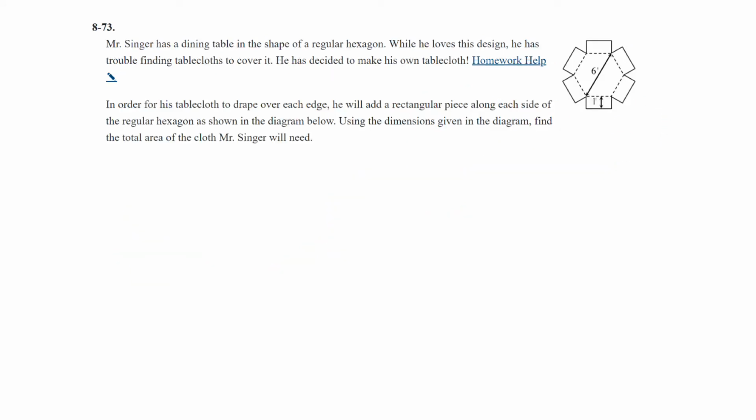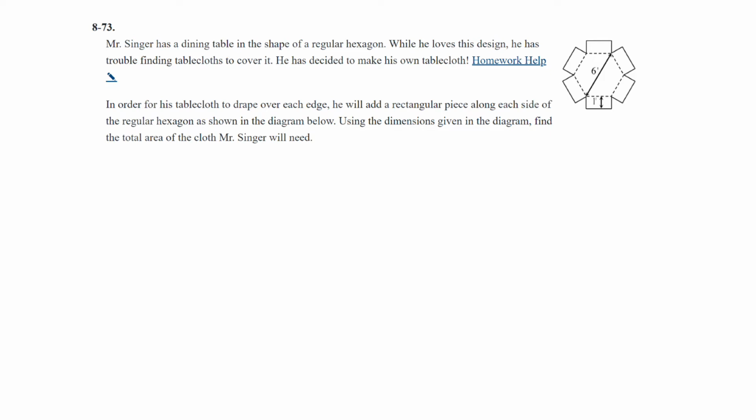Question 73. Mr. Singer has a dining table in the shape of a regular hexagon. While he loves this design, he has trouble finding tablecloths to cover it. He has decided to make his own tablecloth. In order for his tablecloth to drape over each edge, he will add a rectangular piece along each side of the regular hexagon as shown in the diagrams below. Using the dimensions given in the diagram, find the total area of the cloth Mr. Singer will need.